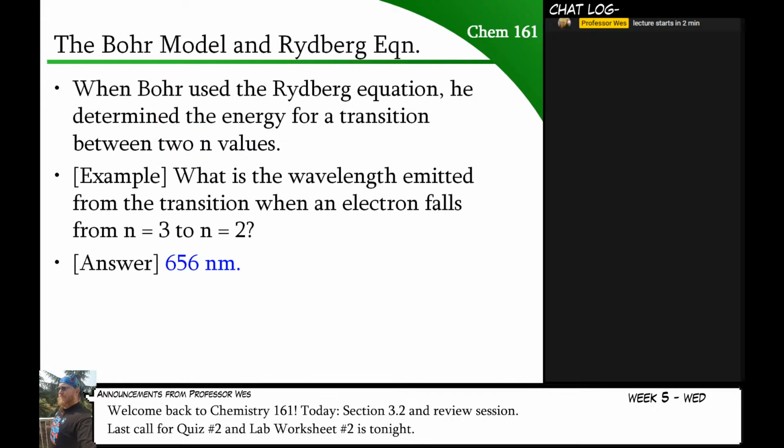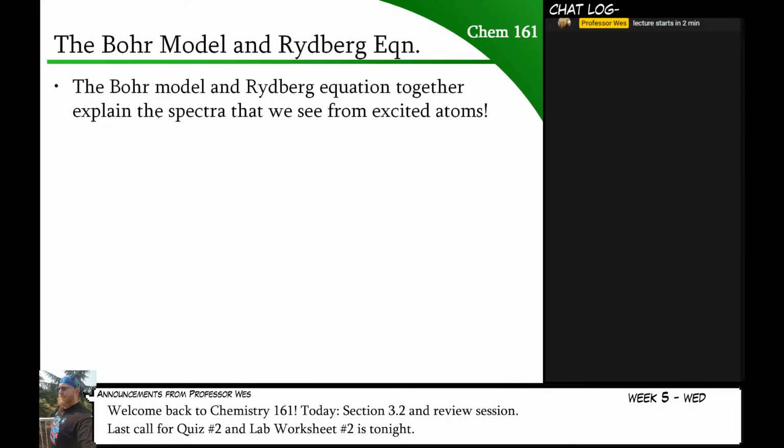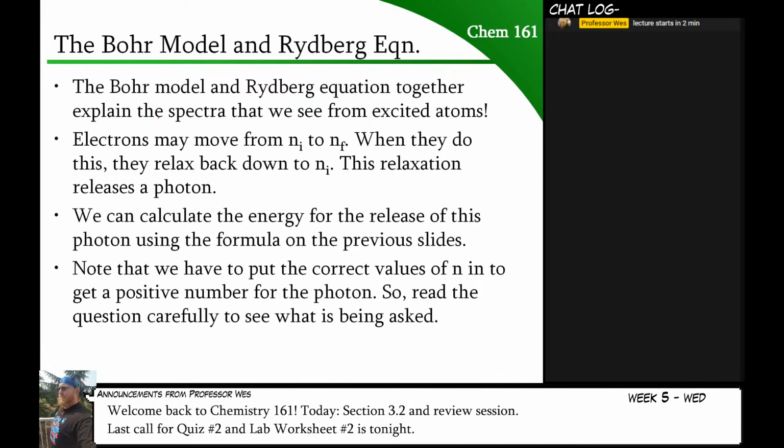All right, so we already did the transition from 3 to 2 yesterday. And so now that we have seen this equation and we have seen the Bohr model and understand that electrons go up and down, we excite them up somewhere, and then when they fall back down, they release light. And you can calculate that energy from the previous slide.